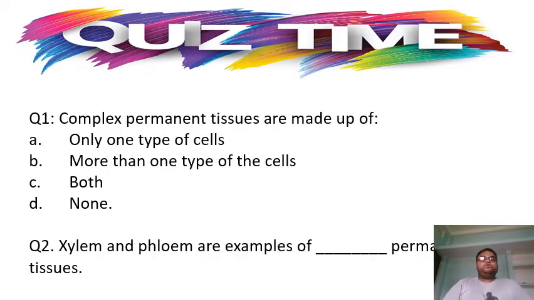So there is one quiz for you. Complex permanent tissues are made up of: A, only one type of cell; B, more than one type of cell; C, both; or D, none. You need to answer this. Okay students, I'm giving you 15 seconds to think about it, and then I will ask you.